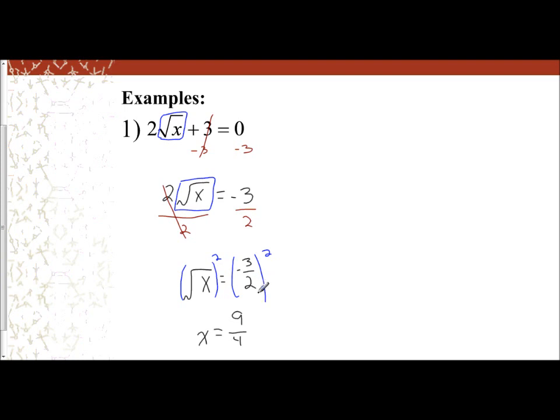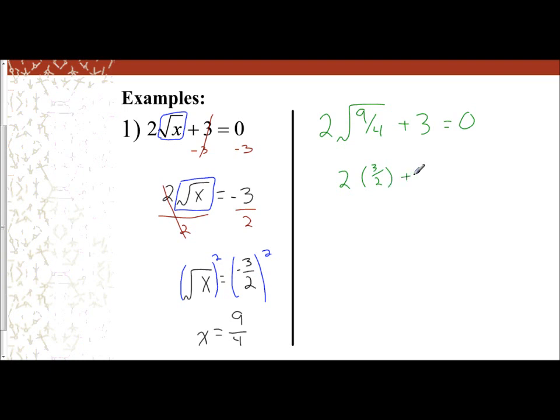But we're told we always want to check our answers. Right now, our answer says x equals 9/4, but we have to verify that that's true. So you plug it in, twice the square root of x, so the square root of 9/4 plus 3. If it's true, should equal 0. Well, the square root of 9/4, the square root of 9 and the square root of 4, is 3/2. So I have twice 3 halves plus 3.